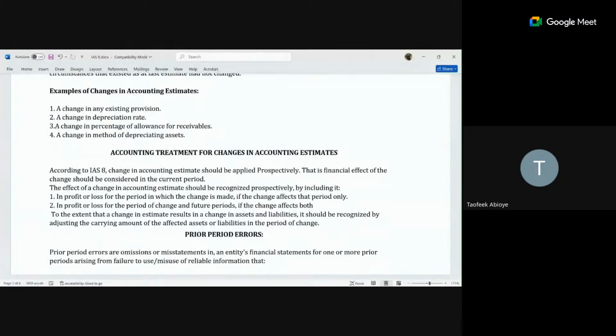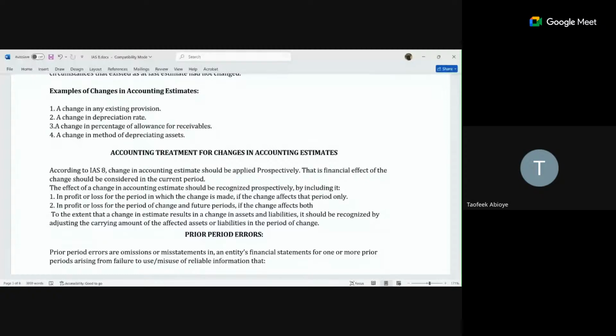When you change the useful life of your asset from 4 or 5 years that you had before to 10 years, where the asset is already at its last year, it's not something you'll now go back to year one and start changing, because the asset is supposed to be used for 10 years. No, you can't do that. So changes in estimates should be applied prospectively.